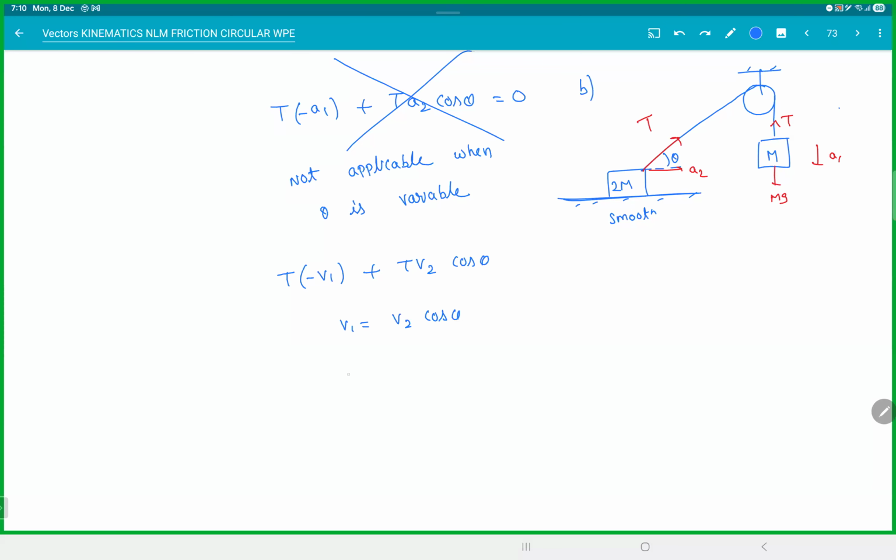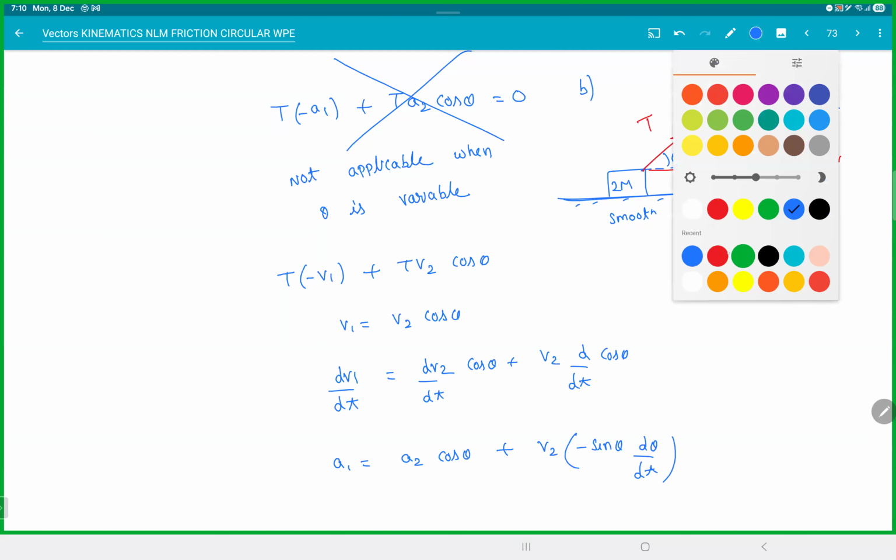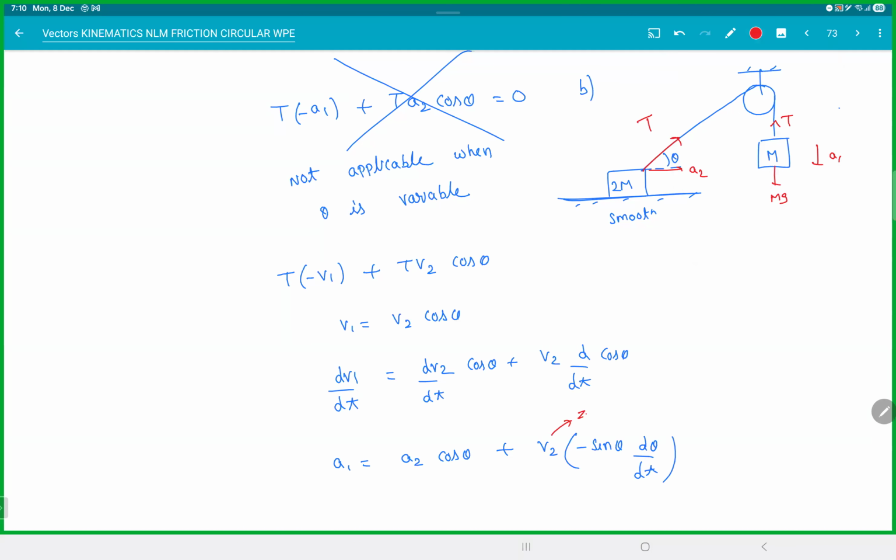So it works. Now when you differentiate this, dv1 by dt equals dv2 by dt cos theta, plus v2 d by dt cos theta. This is the actual formula. But luckily, v2 is 0 because you're asking initially. This is 0. So if you have not realized this and still you did that, you would have been lucky. Therefore, a1 is equal to a2 cos theta.